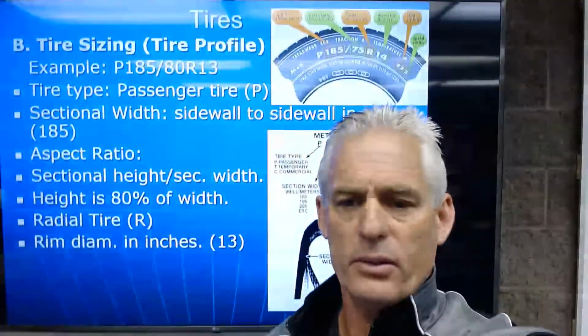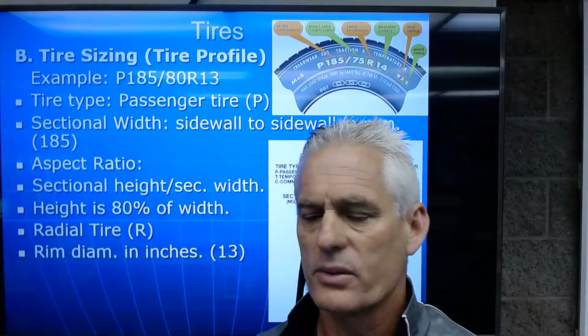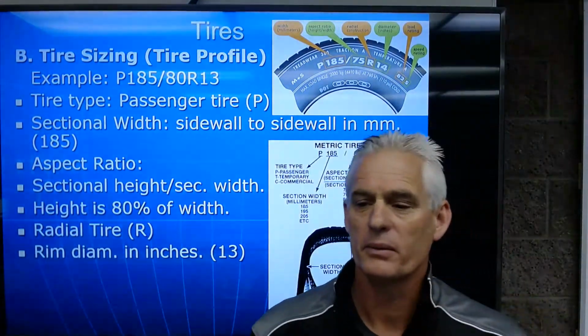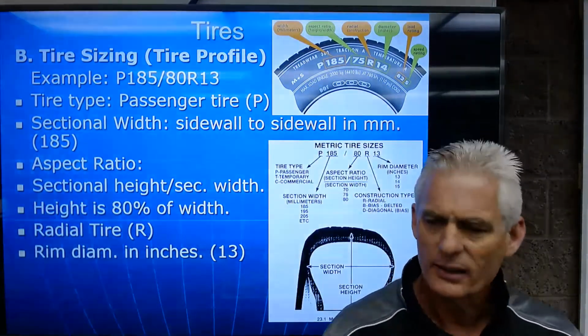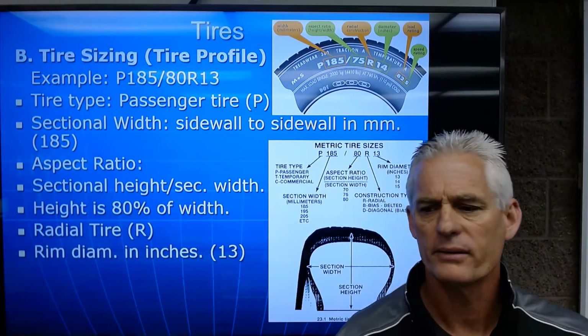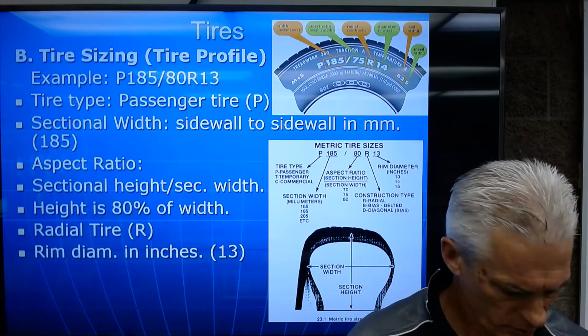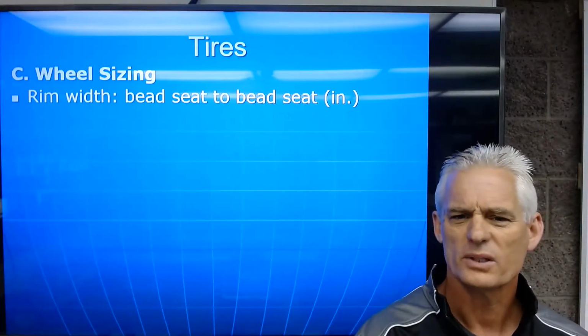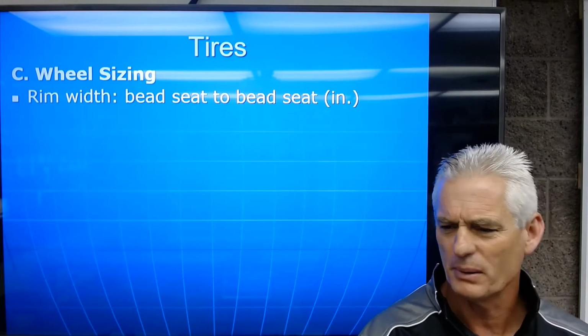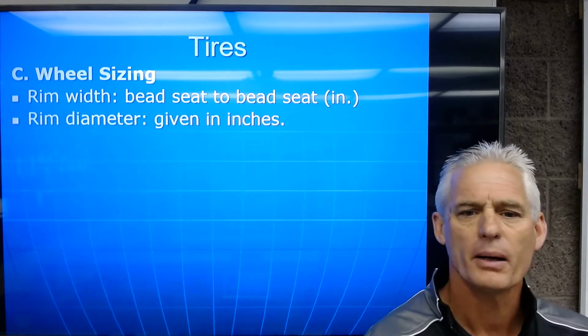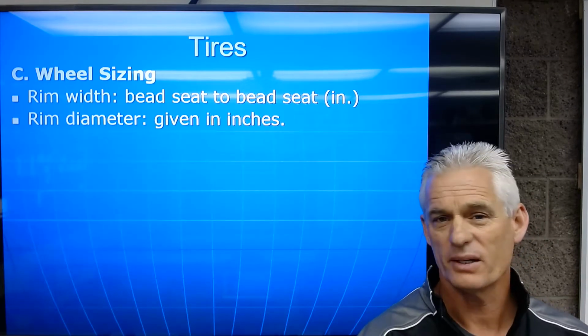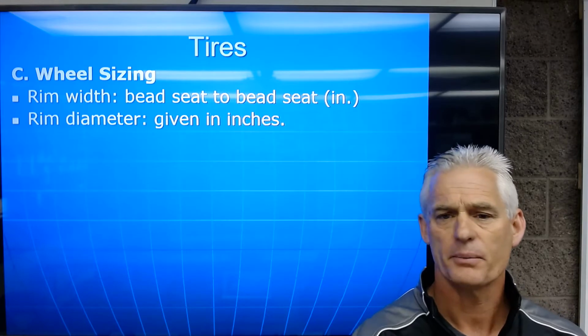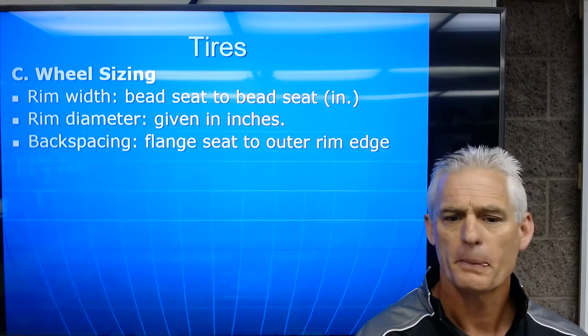dimension in inches. So you can see that on some of these ratings we've got millimeters and some we've got inches. I don't really know all the backstory for why they've mixed the two measuring systems up, but that's how we do it, okay? Wheel sizing. The rim width is bead seat to bead seat in inches, as we were just talking about. The rim diameter is given in inches, so the example I gave you was a 14-inch rim.